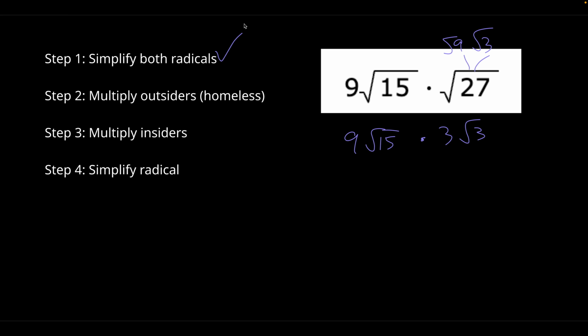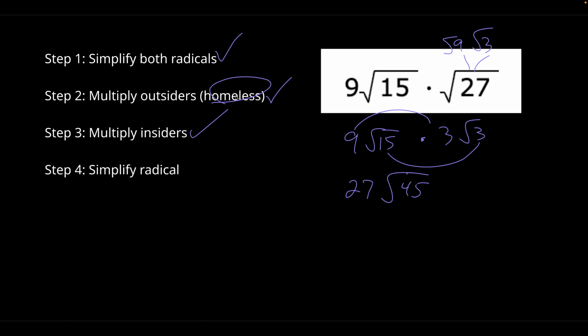Step two, multiply the outsiders, or the homeless, I call them. The homeless numbers are the ones that are not underneath the radical, right? They don't have a roof, so they're the homeless numbers, the outside numbers. So 9 times 3 is 27. Step two is done. Step three, multiply the inside numbers. So 15 times 3 is 45.